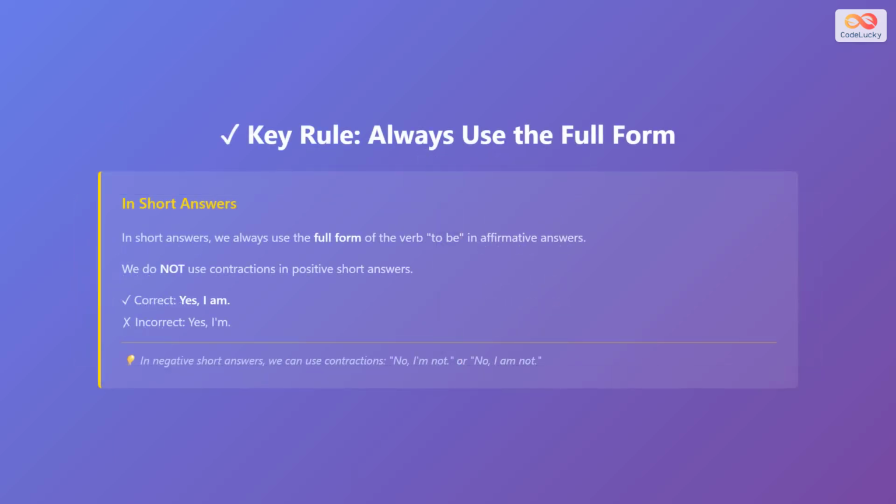Here is an important rule to remember. In short answers, always use the full form of the verb to be when answering yes. For example, we say yes, I am, not yes, I'm. We say yes, you are, not yes, you're. We say yes, he is, not yes, he's. However, in negative short answers, you can use contractions. You can say no, I'm not, or no, I am not. Both are correct. But remember, no contractions in positive short answers.